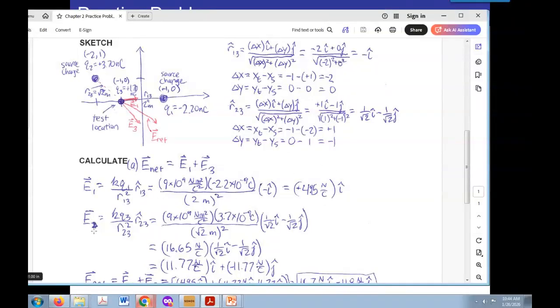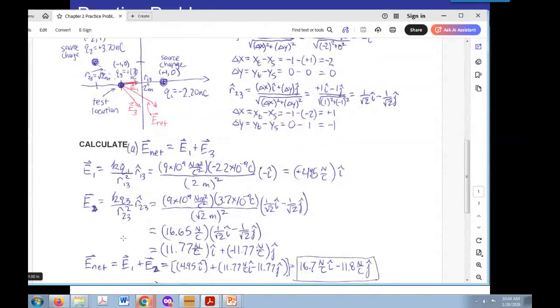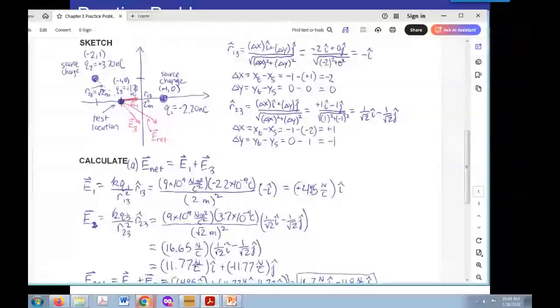Likewise for Q2, sorry, I think there's a typo here. It should be Q2 right here, not Q3. And in any case, you take the k, multiply times the charge, divided by the distance squared. Now you can figure out that distance by using geometry, square root of 2 meters. You can also figure out the r hat vector, right? The vector points down and to the right, okay? There we go. And so that should be this vector right here.